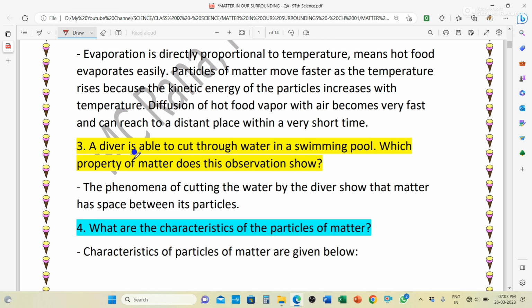Question number 3. A diver is able to cut through water in a swimming pool. Which property of matter does this observation show? The phenomenon of the diver cutting through the water shows that matter has space between its particles. If matter did not have space between its particles, then how could we cut through the water? That means matter has space between its particles. This is the property that the situation tells us.